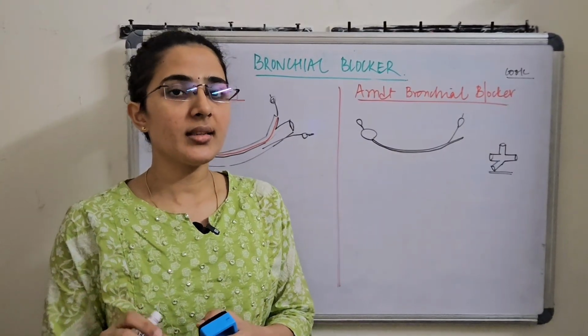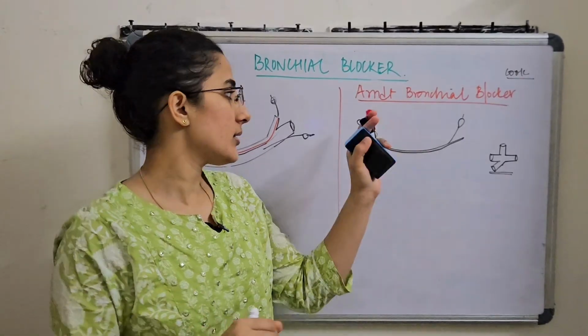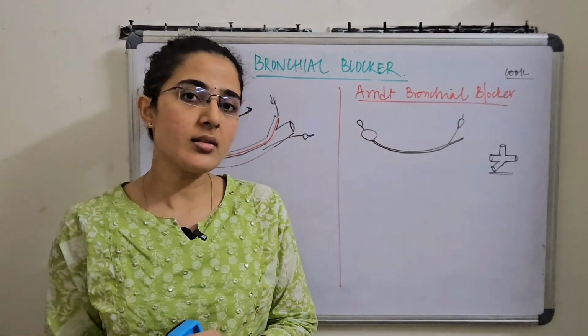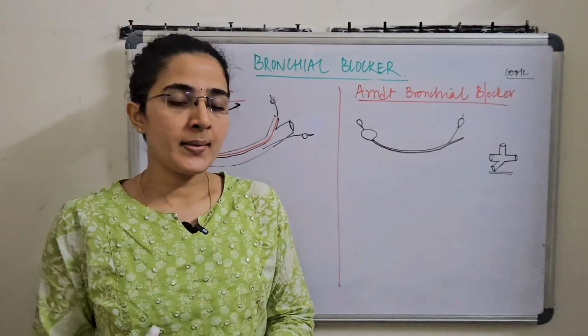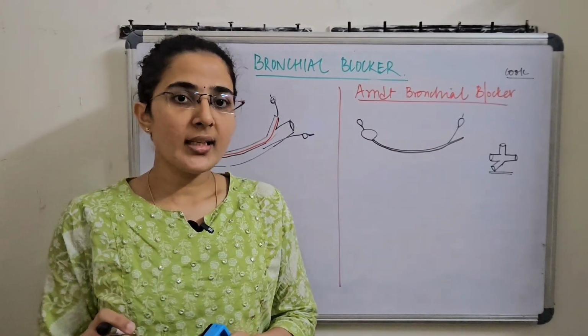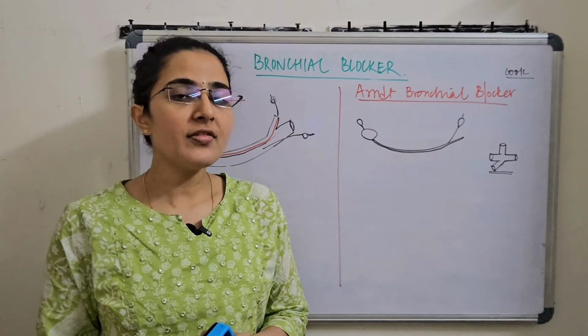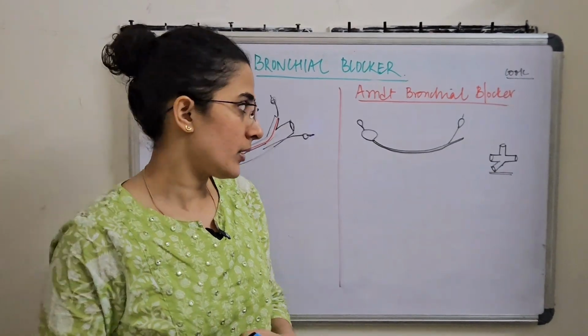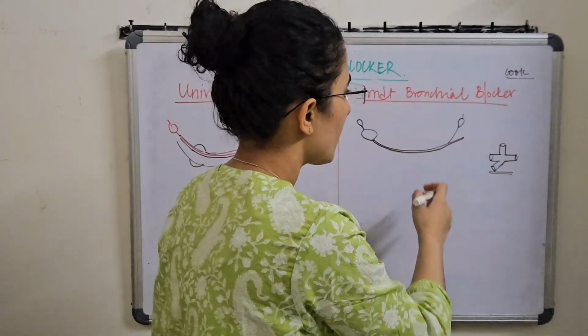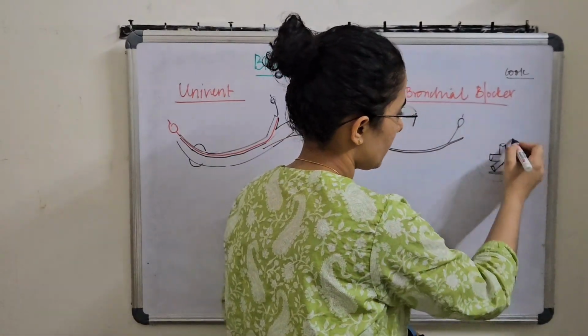Once we are satisfied with that, we have to remove the nylon guide wire that comes with it, and we have to fix the bronchial blocker in place. After doing that, we can inflate the tracheal cuff and continue with our ventilation after attaching it to the adapter. This Arndt bronchial blocker comes with a multi-port adapter.